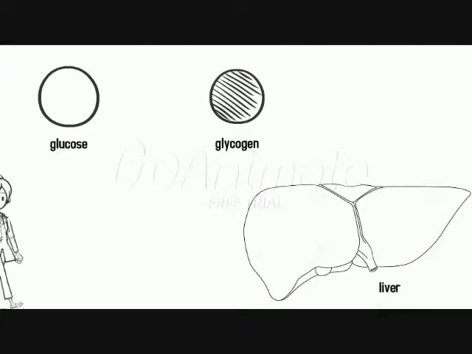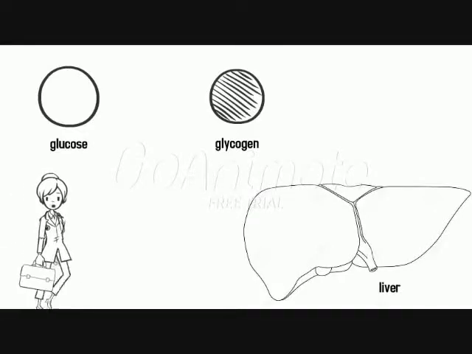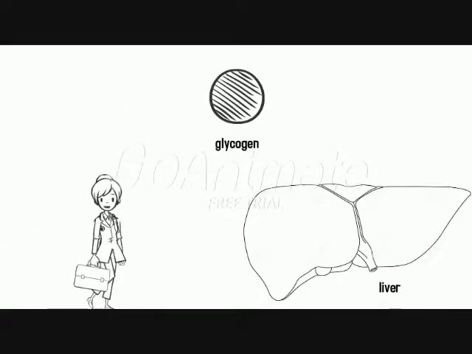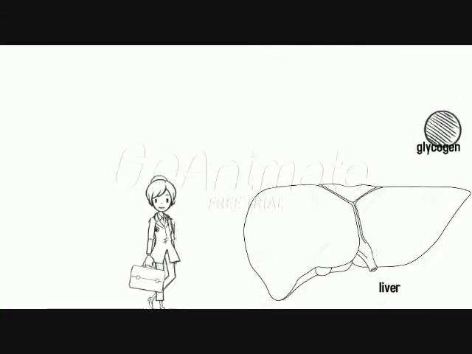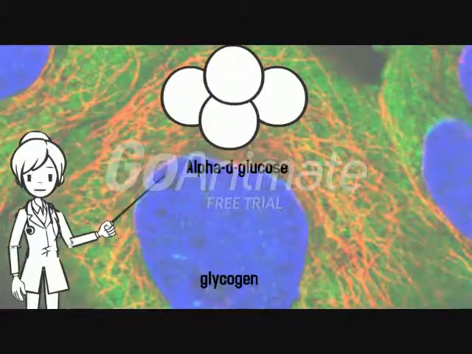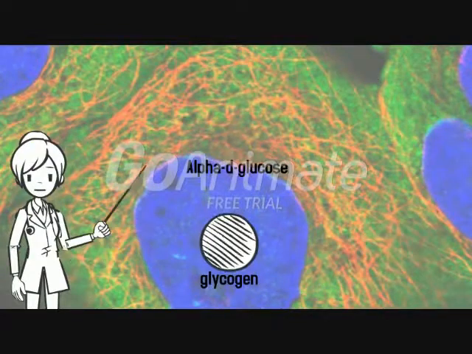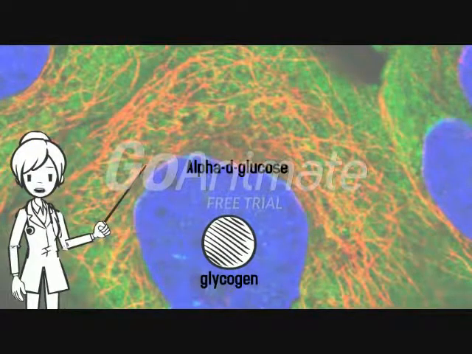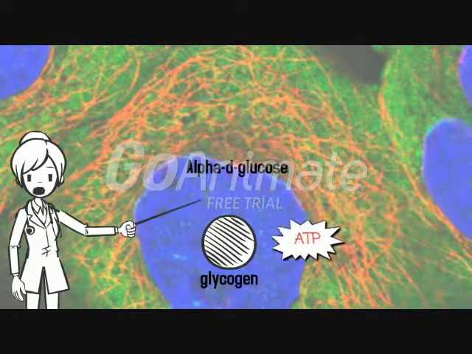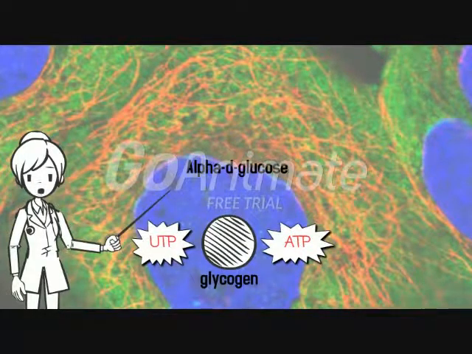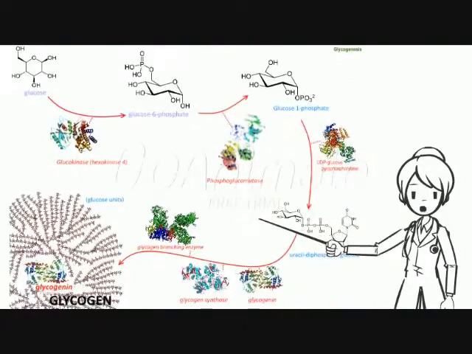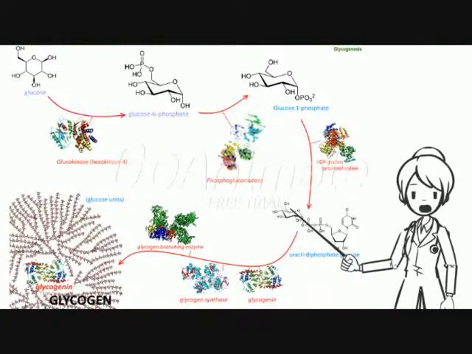It is an important metabolic activity in which molecules of glucose in the body are converted to glycogen in order to be stored in the liver. Glycogen is synthesized from molecules of alpha-D-glucose. The process occurs in the cytosol and requires energy supplied by ATP and uridine triphosphate. This is the overview of the mechanism of glycogenesis. It is composed of 6 steps, which we will further discuss.